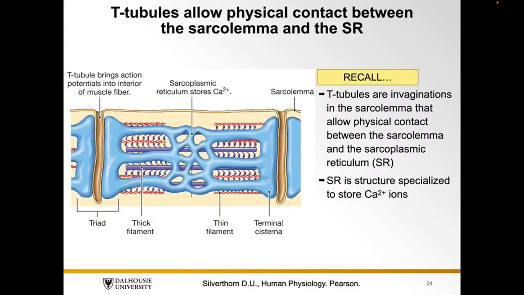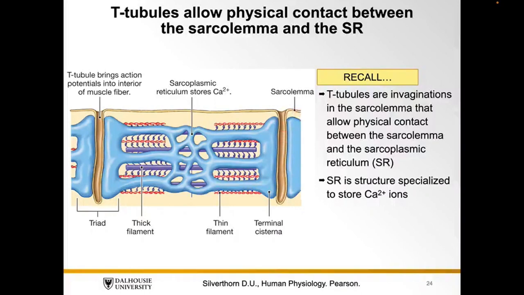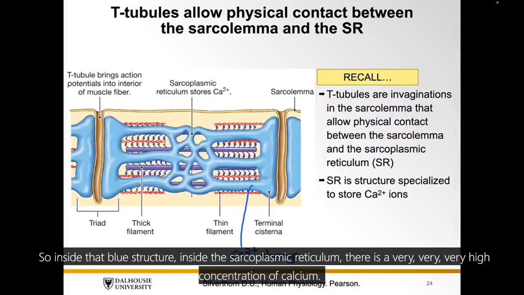But as you can see, instead of being continuous here, there's a big dip, which we call the T-tubules. We see 2 T-tubules in this specific cartoon. In blue, we have the sarcoplasmic reticulum. And you can see that there is physical contact between the T-tubules and the sarcoplasmic reticulum. Now, the other thing that we should remember is that the sarcoplasmic reticulum's main function is calcium storage. So inside that blue structure, there is a very, very high concentration of calcium.